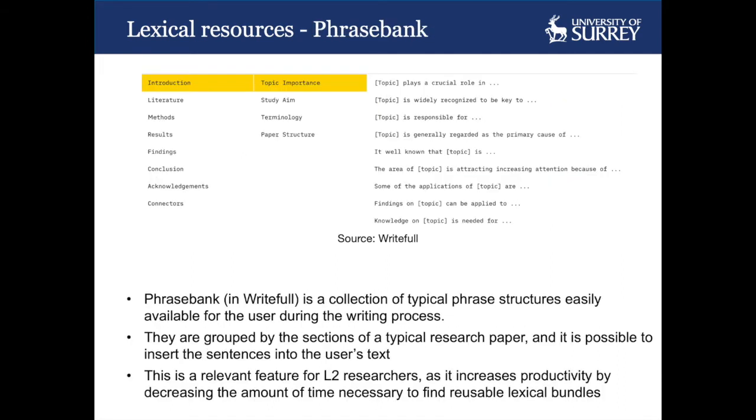Another relevant feature is Phrasebank, which is a collection of typical phrase structures available for the user during the writing process. The sentences are grouped by sections of a typical research paper, and it's possible to insert the sentences into the user's text. This is a very relevant feature for L2 users, as it increases productivity by decreasing the amount of time necessary to find reusable lexical bundles.